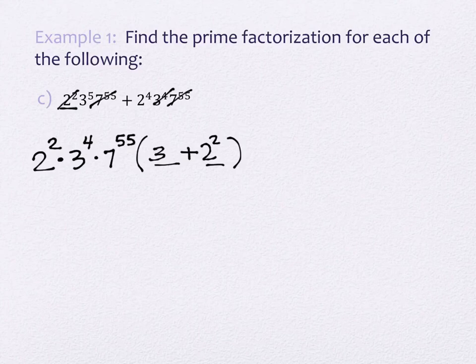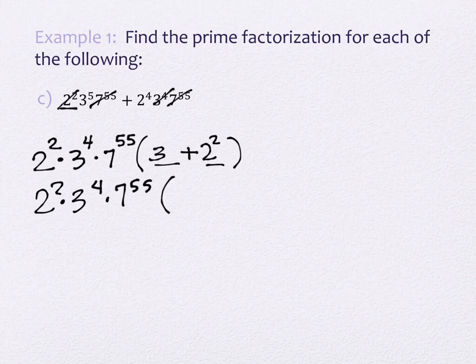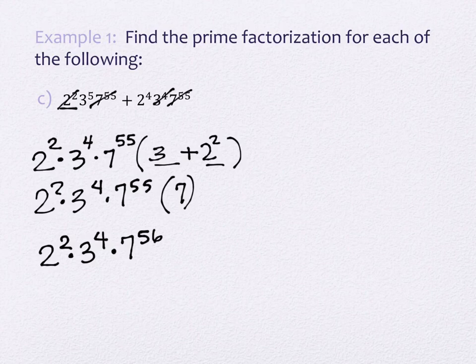You're still not finished because now you have inside the parentheses some work to clean up. What is 3 plus 2 squared? It's 7. So now I have 2 squared times 3 to the 4th, times 7 to the 55, times 7. What if it had said 10? Well, I'd have to factor the 10, break it down. 7's prime, so that's really good. There is still one more thing to do. What do you think I might need to do to finish this problem up? I have a 7 to the 55, and I have a 7 to the 1, so this is 7 to the 56.